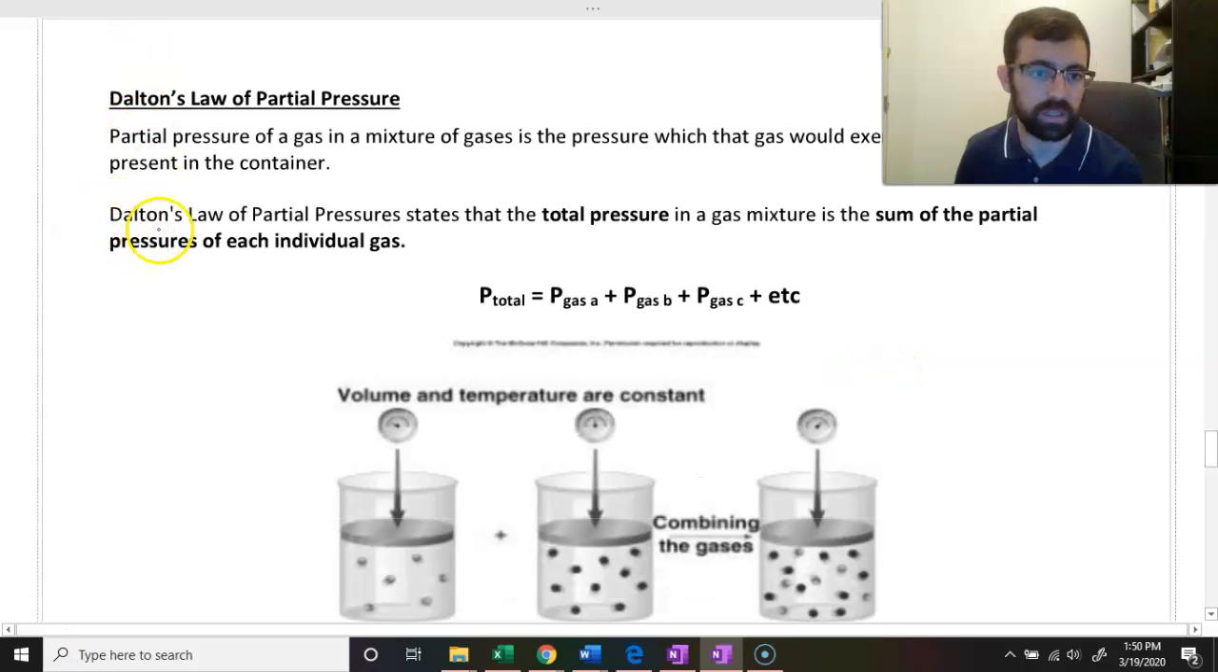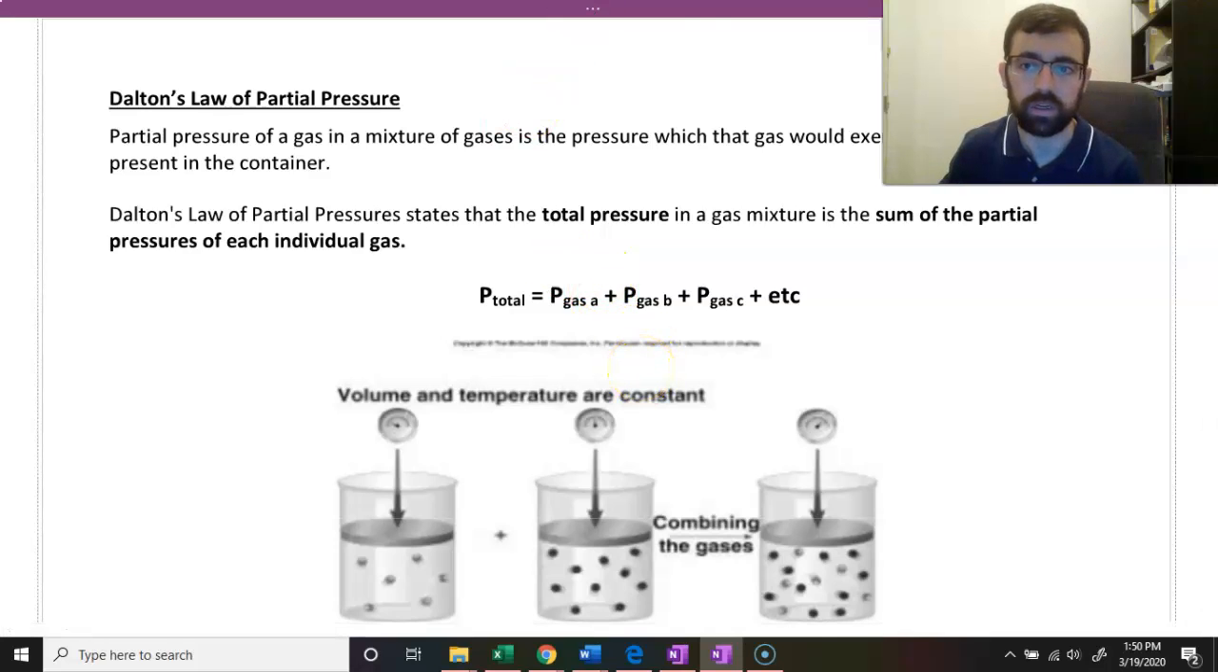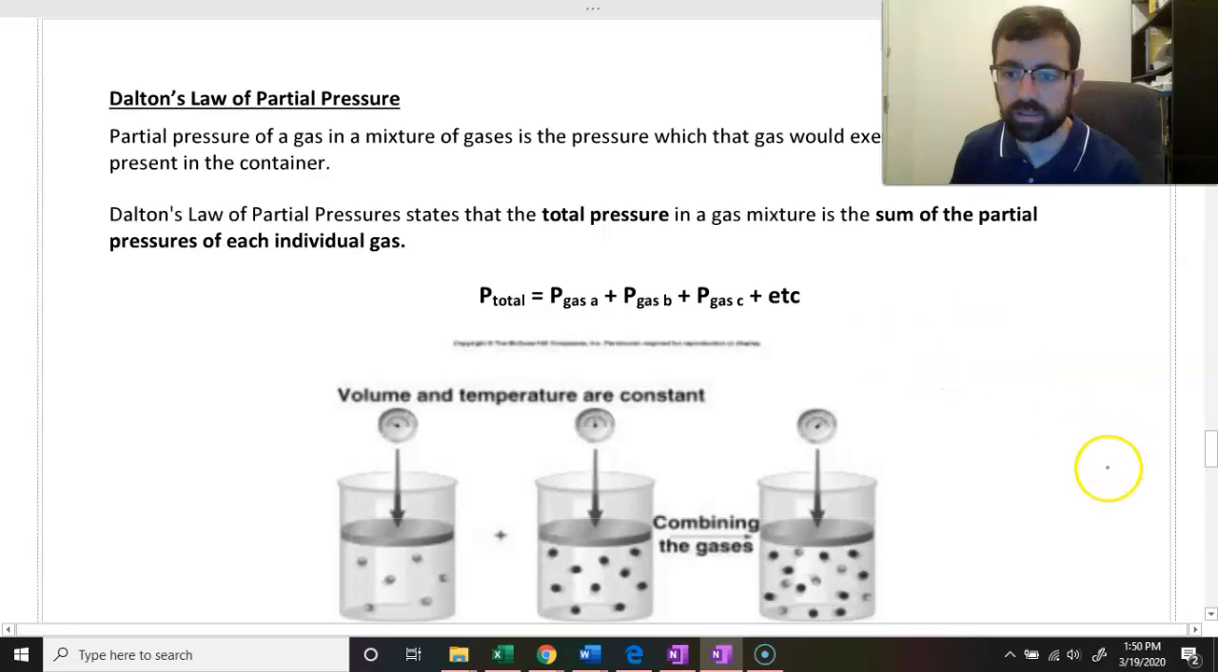Now we have Dalton's law of partial pressures right here. It says that the total pressure in a gas is the sum of the partial pressures of each individual gas. So again, let's look at what that basically means.